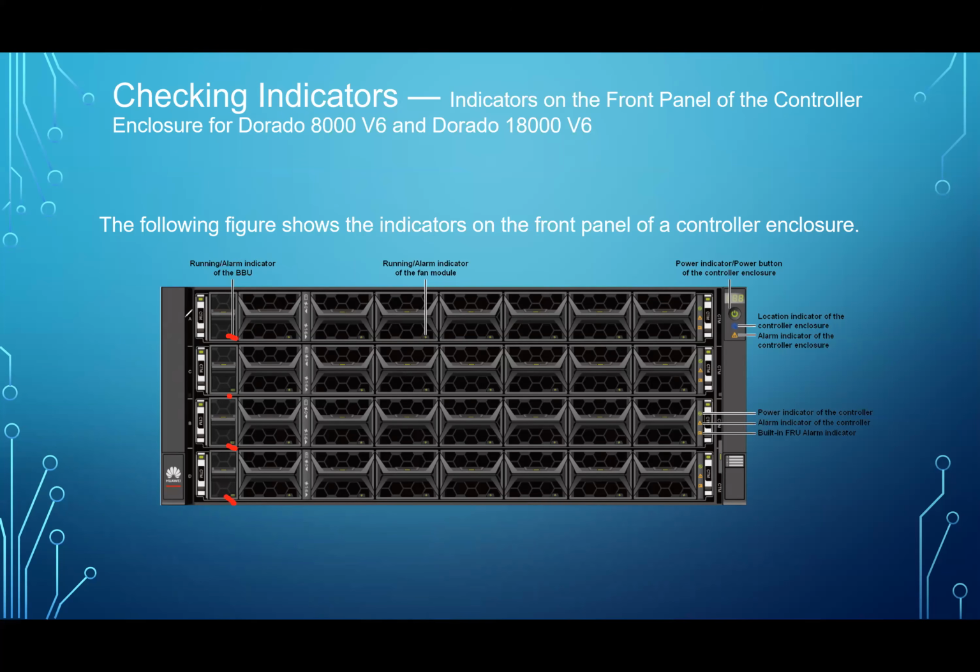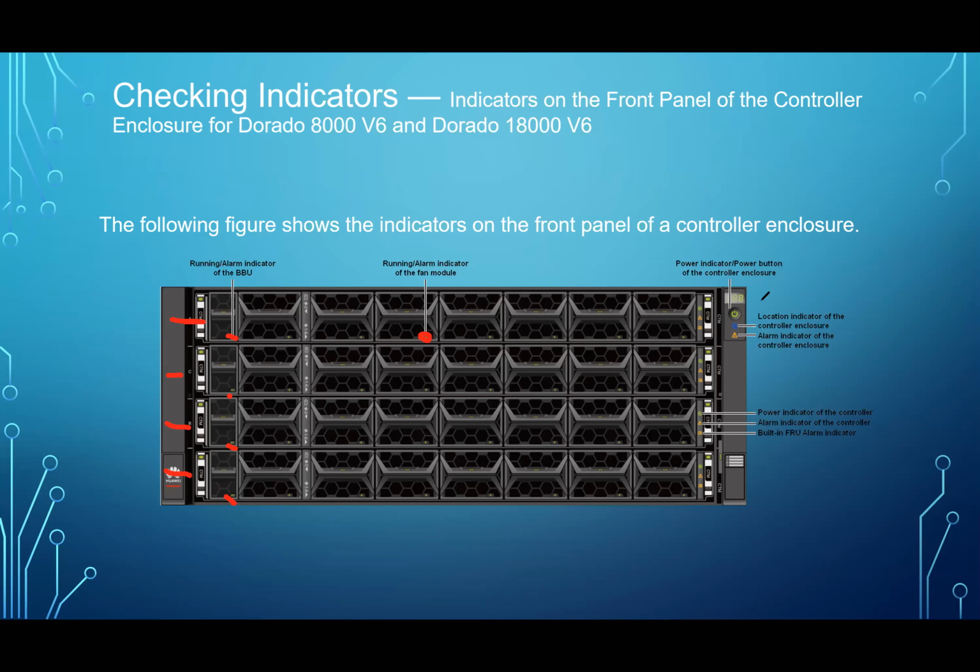The sequence, as you can see, is not in order A, B, C, D, but it's A, B, C, and D. Then we will have here the fan modules. You can see on each controller, you have up to 7 fan modules. And here is the indicator, the running and the alarm indicator of the fan module.